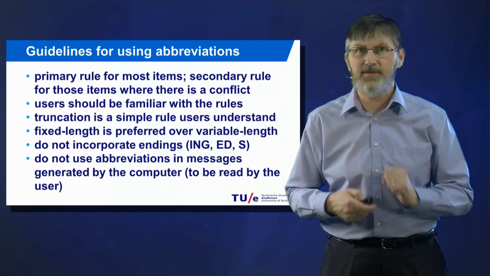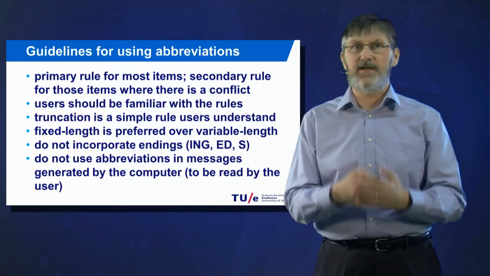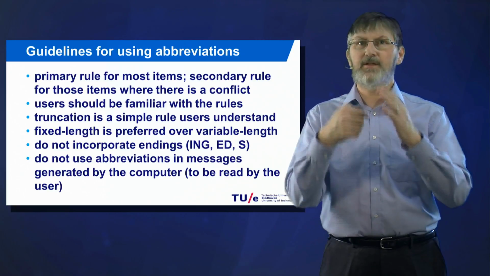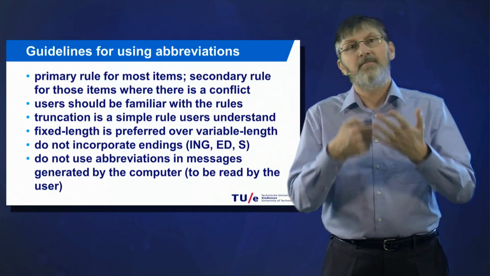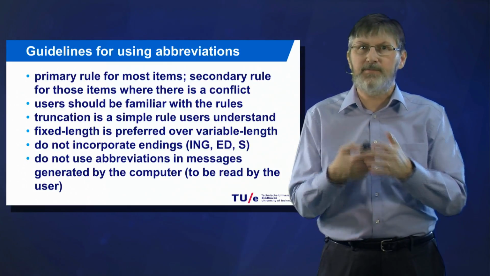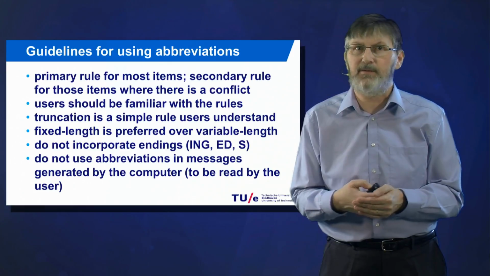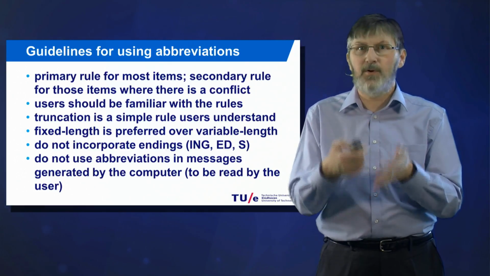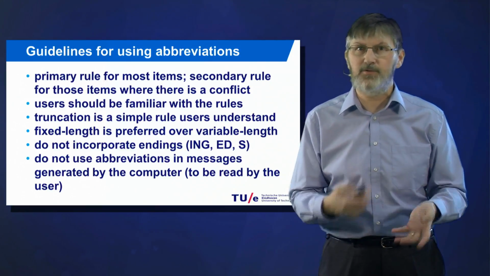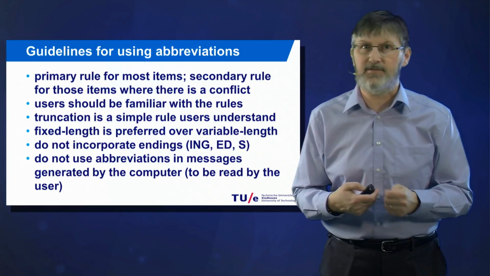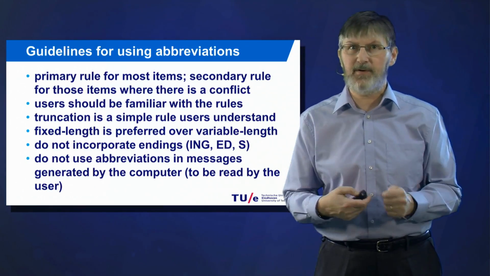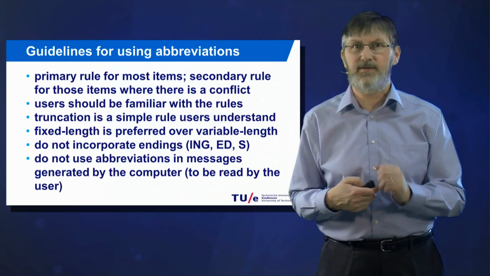Now, how should we use these 6 strategies? The guideline is to, where possible, have one primary rule that you use for everything. That doesn't always work. When it doesn't, you need a secondary rule for the items where there would be a conflict from the primary rule. Hopefully, you won't need a third rule. The user should be familiar with the rule so that when they forget what a command is called, they can reinvent it by using the primary rule on a natural language word that they know.